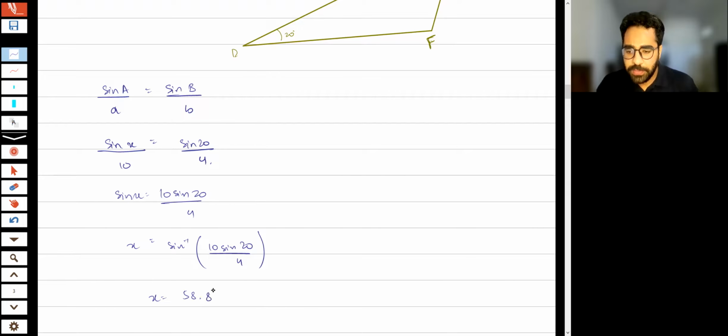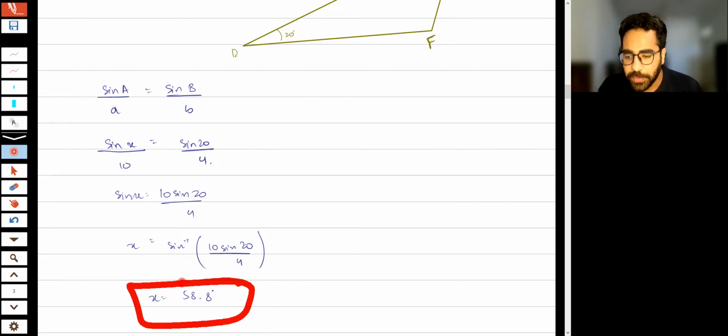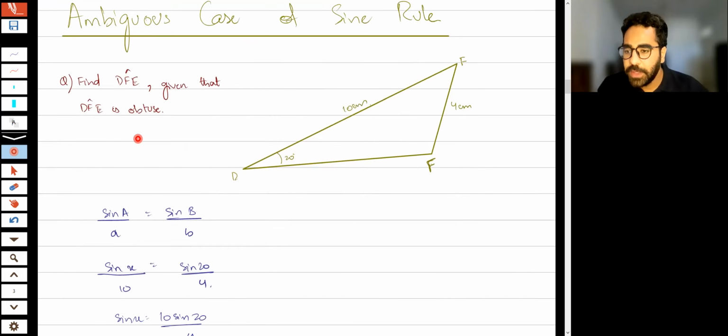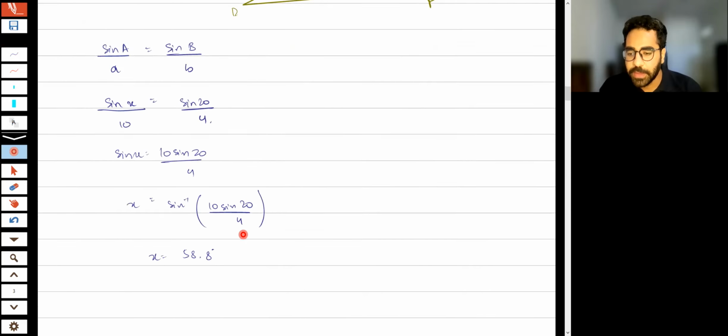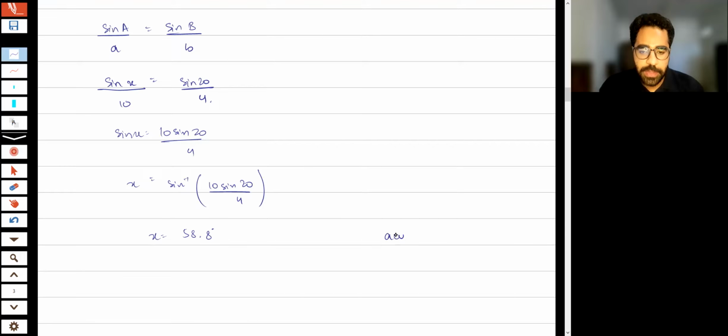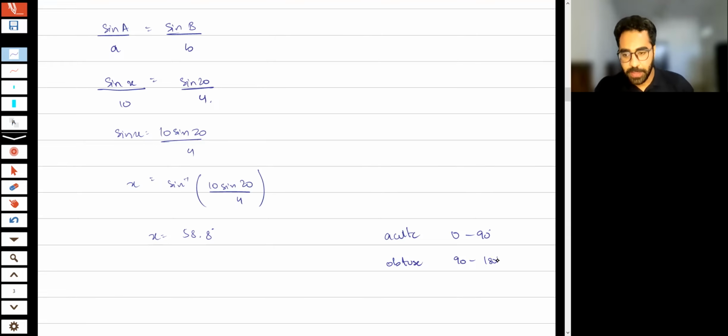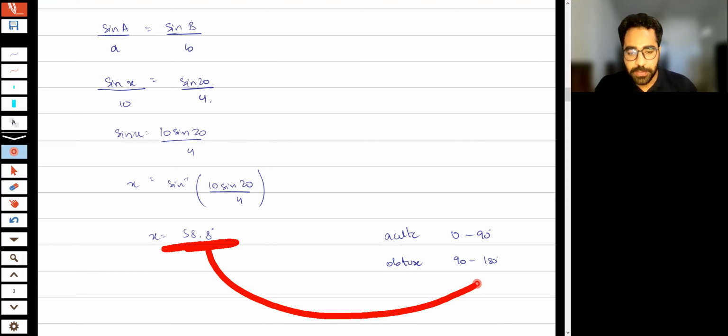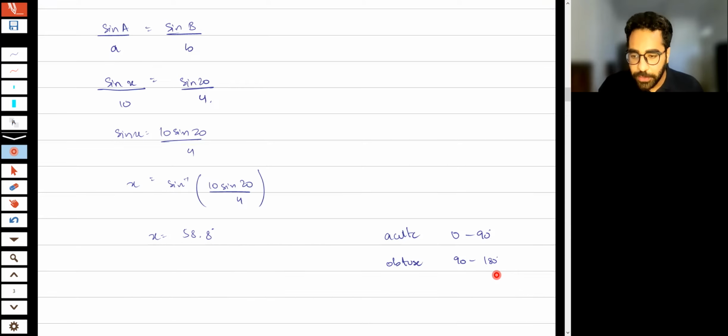58.8. Now, what's the problem with this answer? The problem with this answer is this is not obtuse. Okay? I wanted to find the obtuse angle, not the acute angle. Acute angle is between 0 and 90 degrees. Obtuse angle is between 90 and 180, greater than 90 and less than 180 degrees. So yeah, is this angle obtuse? Is this angle within this range? No, it's not within this range. So what am I going to do? I'm going to subtract it from 180 degrees.